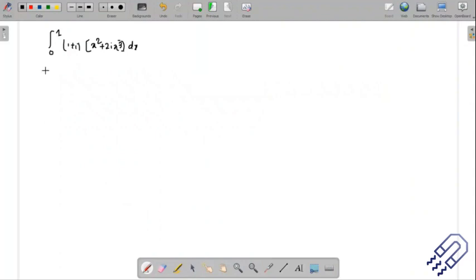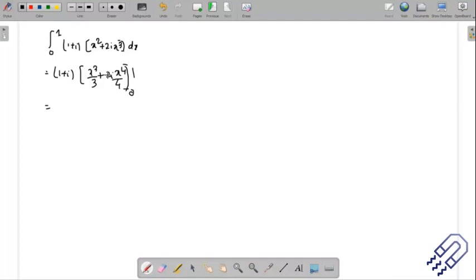And then of course you can integrate it. So 1 plus i, x cubed by 3, plus 2i x to the power 4 by 4, from 0 to 1, right? So you should be able to get it right.